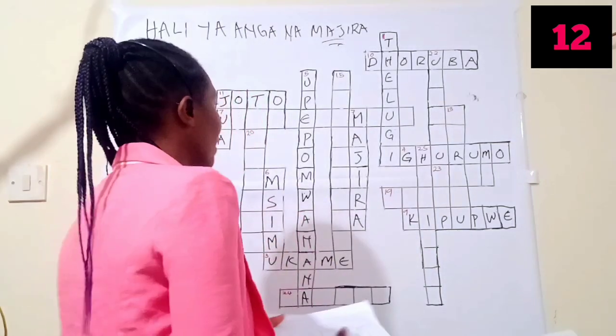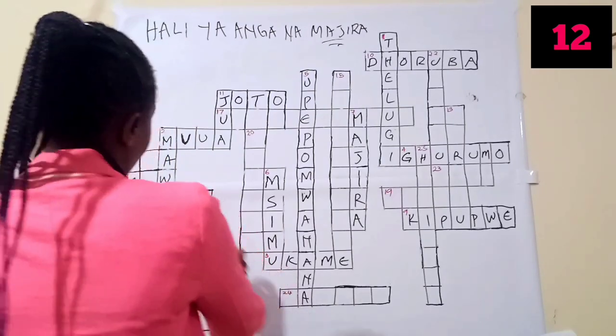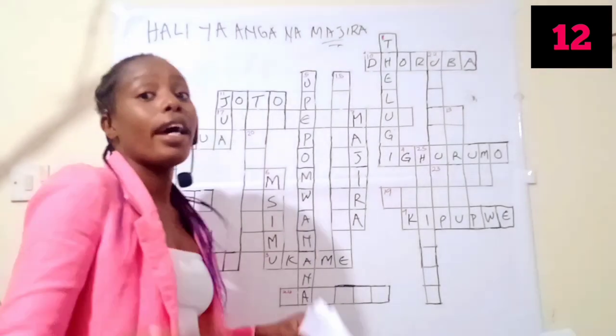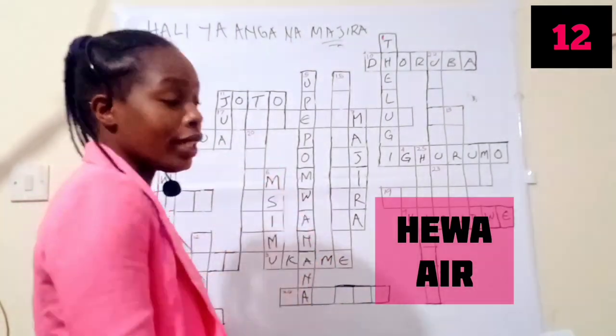So let's look for number 12 first. Where is number 12? Here. Yes. Air in Swahili is hewa. Hewa. Air in Swahili is hewa.